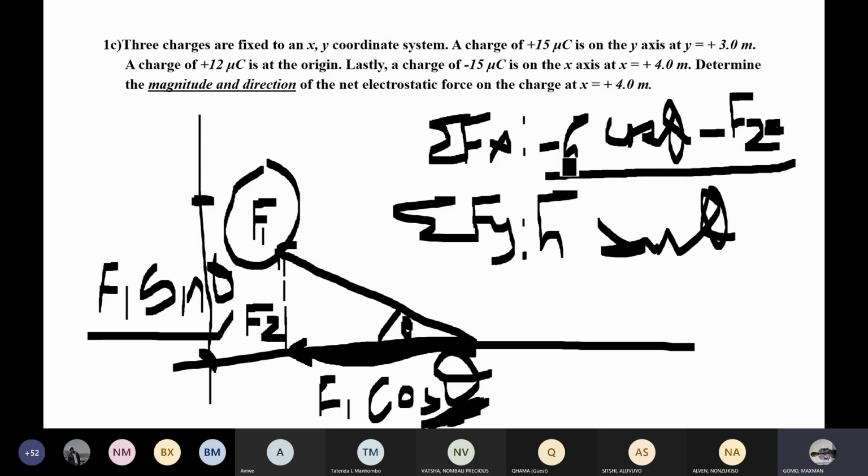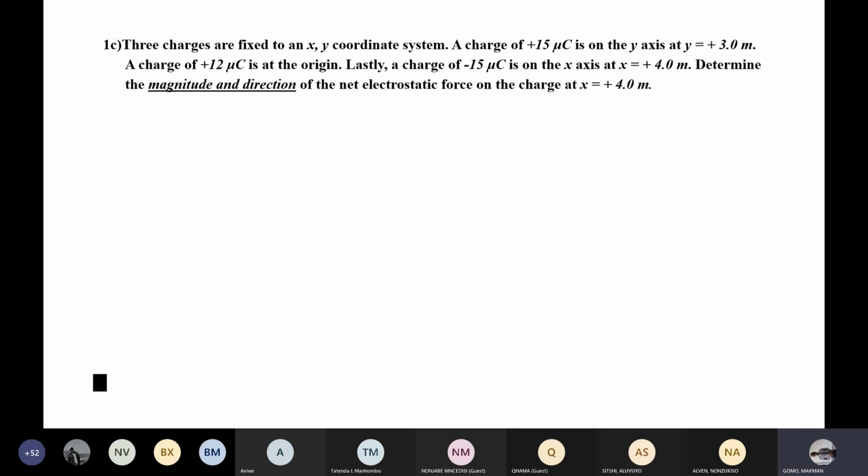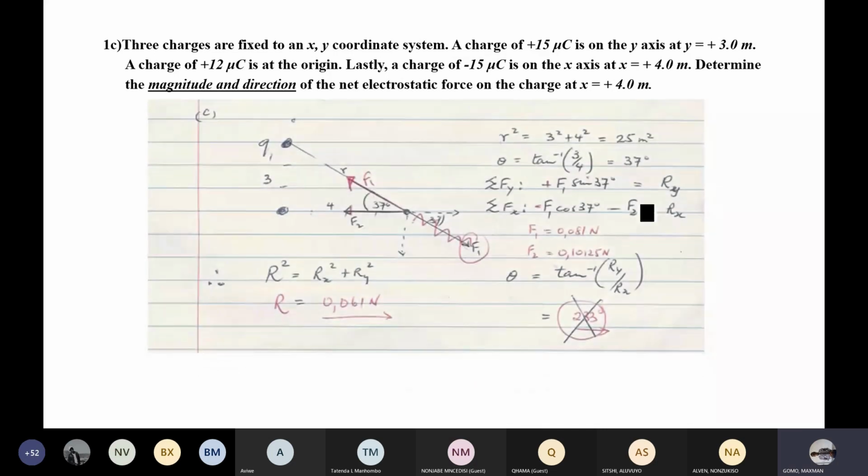Then you need to find the values of F1 and F2 by using Coulomb's law. Since F1 is the effect of charge 1 on charge 3, it's going to be F13. So you're going to multiply Q1 and Q3, then K, then the distance, then everything. Then when you are done with that, it will help you to get the value of Rx and Ry. Then you do this whole process.